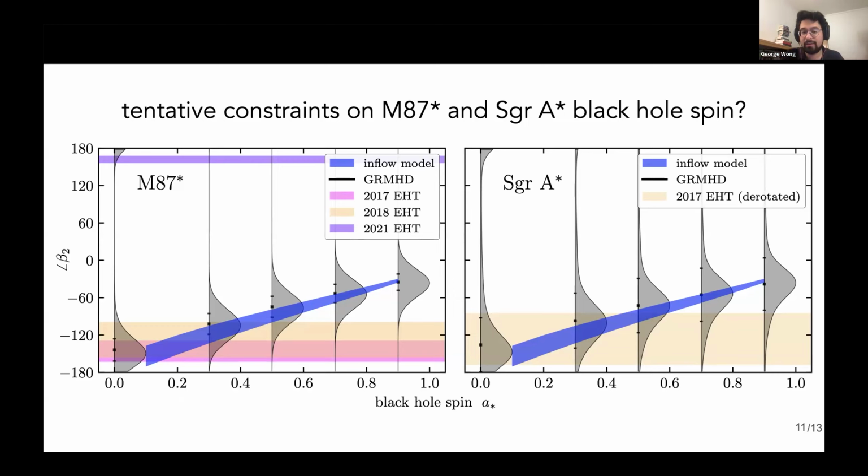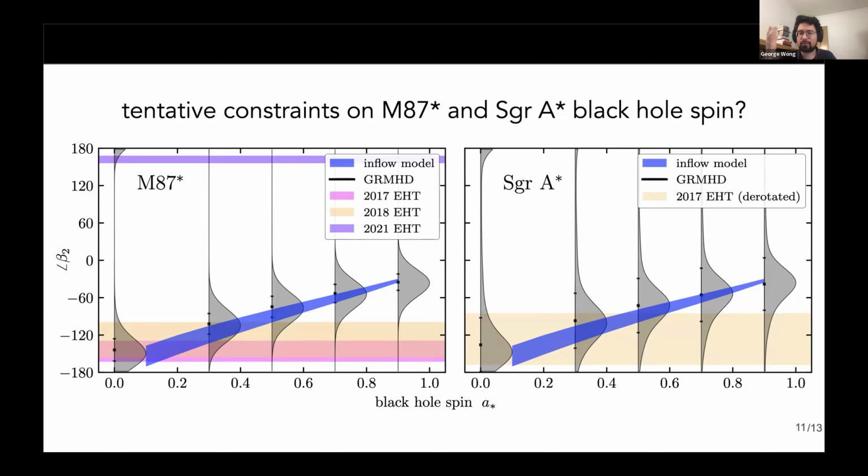I'm also contrasting that with the numerical simulations. So if you run numerical GRMHD, you get these black KDEs, and there's good agreement between the inflow model and the GRMHD. And then you can just naively directly compare, from the 2017 observations of Sagittarius A star, we see an observed measurement of what the polarization angle should be. It's somewhere negative between, let's say, minus 90 and minus 180. I've gotten those numbers wrong in detail, but it's in the lower half. And then you can ask, okay, which spins is that band consistent with? And what you find is that the spins that it's consistent with are relatively low, which is perhaps unsurprising.